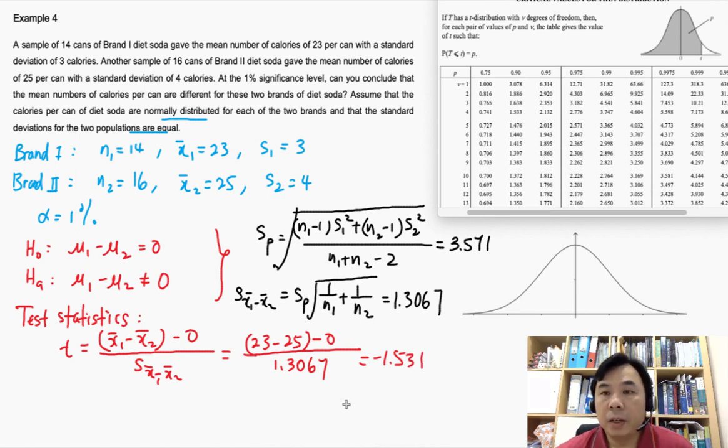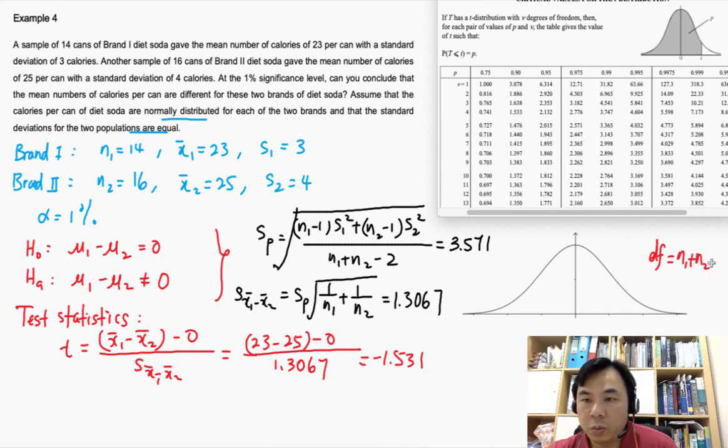Okay, and then now we are ready to compare the critical value that we can obtain from the data booklet. Now before that, I always forget this. Before that, don't forget to determine the degrees of freedom because we are using a student t distribution here. So degrees of freedom will be equal to n1 plus n2 minus 2, I'll write down the formula one more time. So that will be like here 30 minus 2, 28.